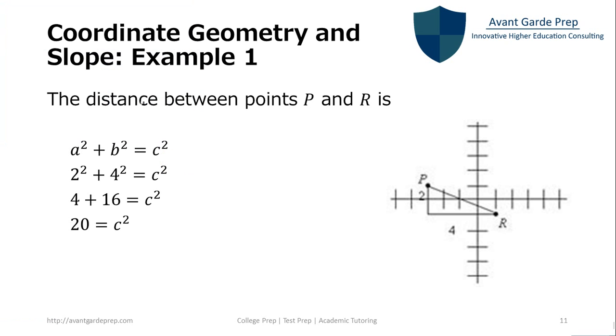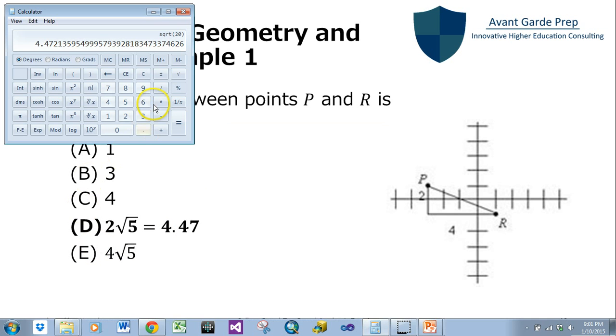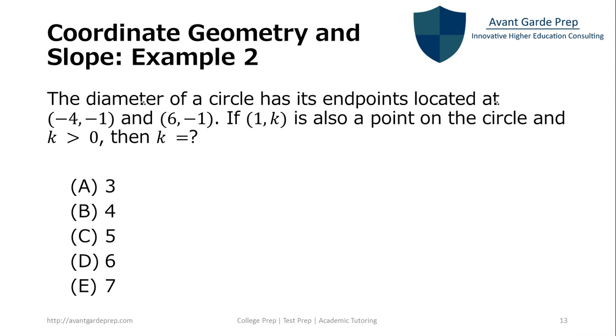And now we'll go back to our answer choices and see what actually equals 4.47. So we can see here, if we multiply the root of 5 by 2, we'll get 4.47. So let's go ahead and do that. Root 5 times 2 is going to equal 4.47. And so answer choice D is the correct answer. Now let's move on to example problem 2.